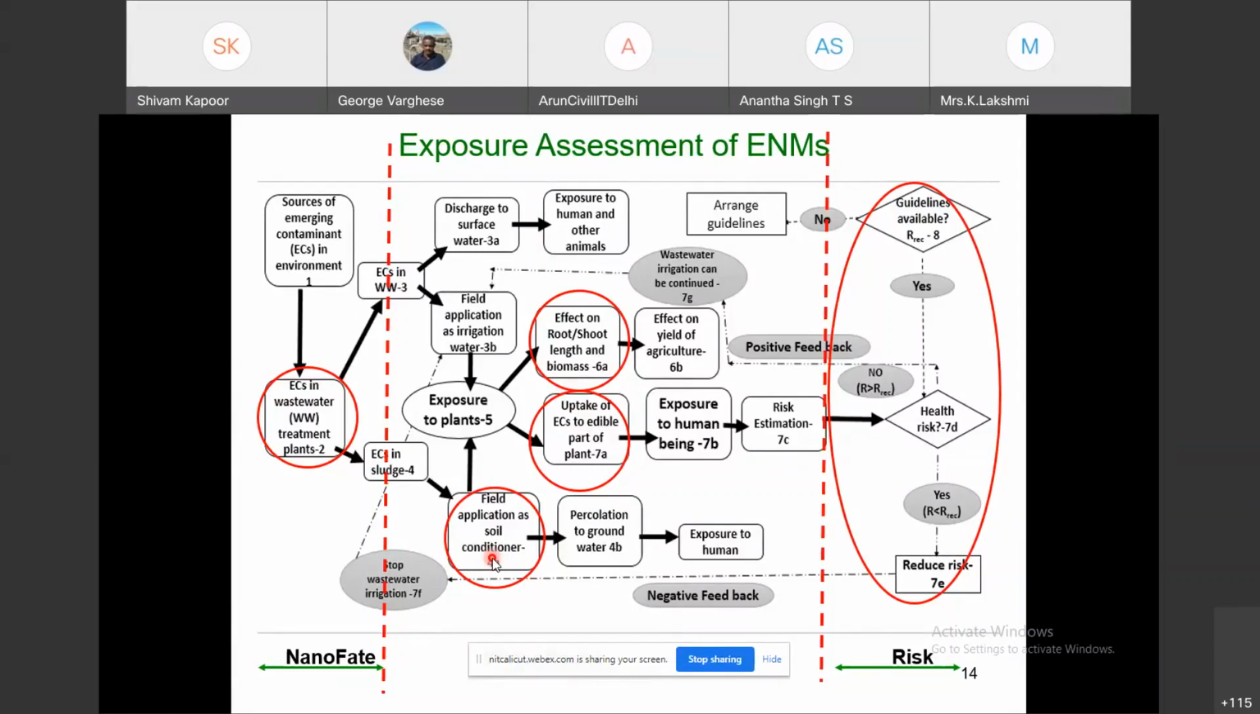Okay, any other question? Okay, so what we will do is go to the next phase, because I have some slides, and we will finish it. Then in between also, we will come back.